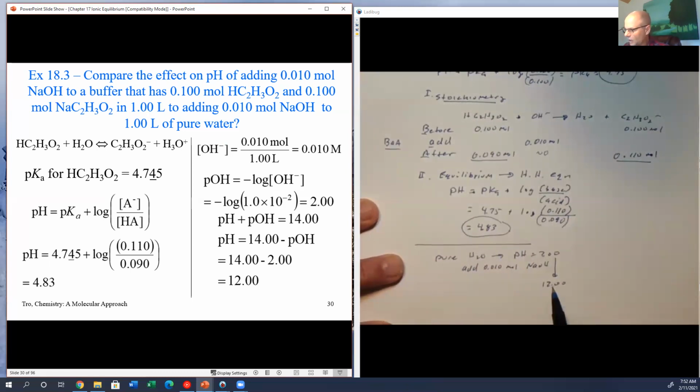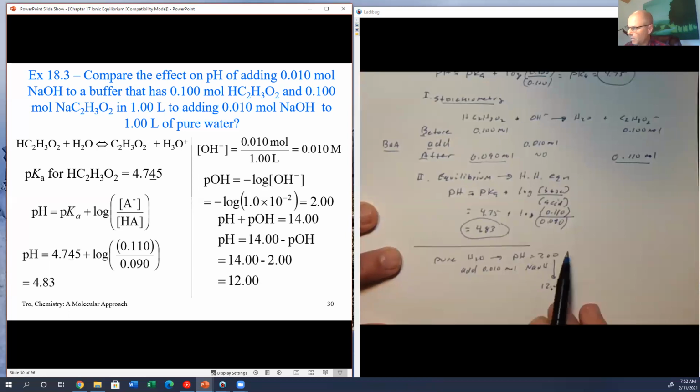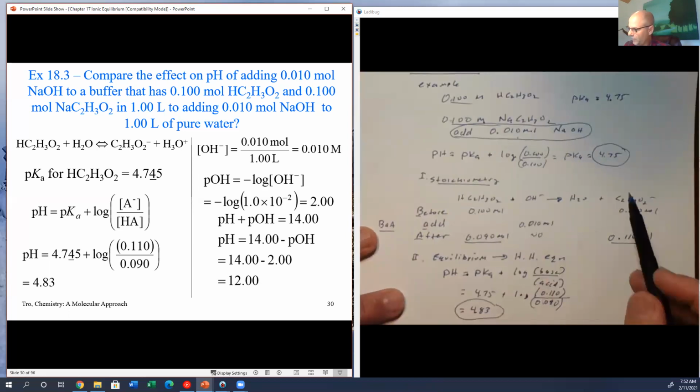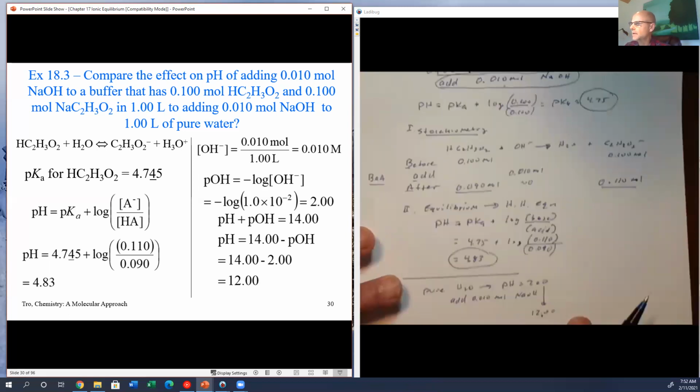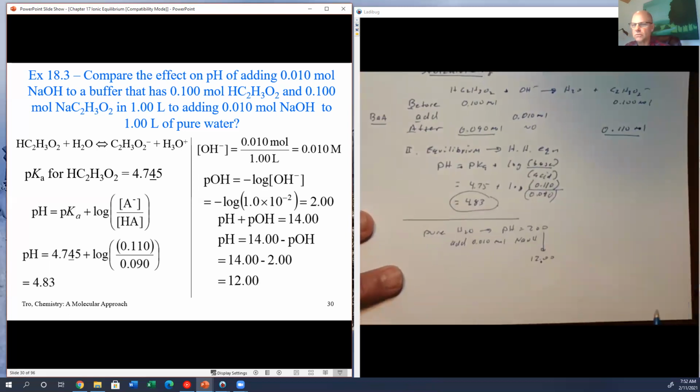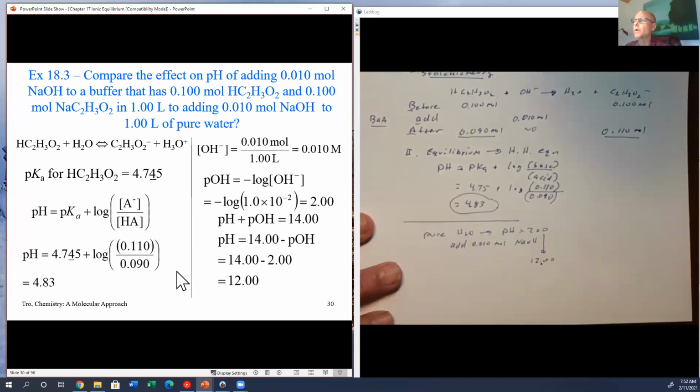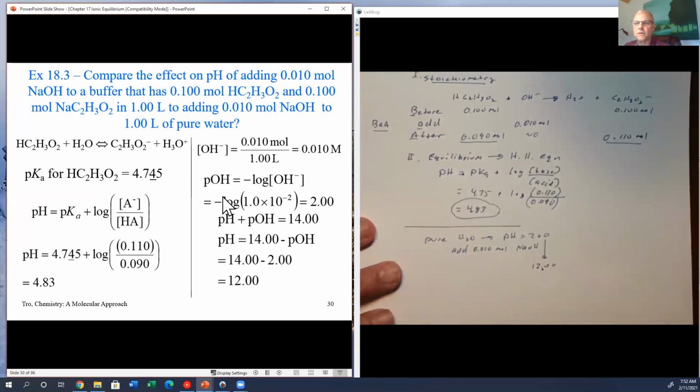So compare that jump in a non-buffered system to when we add the same amount of base to a buffered system: such a small pH change in comparison. That just tells you how a buffer works, and it gives you a sense for how pH changes in a buffer occur.